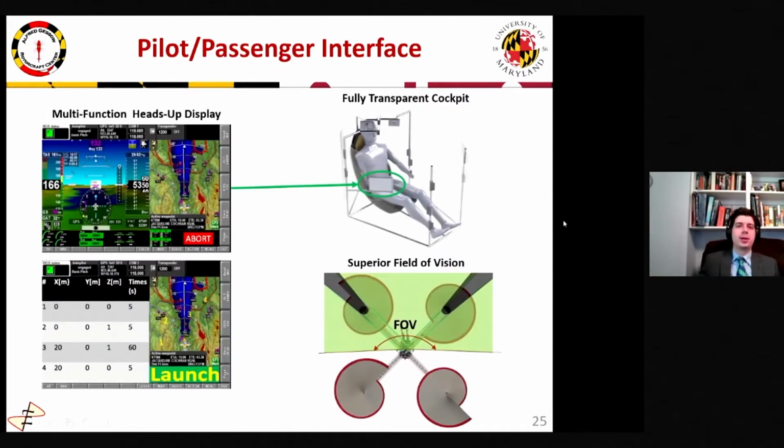And the pilot is not a true pilot in the same way. Once Helico has its planned path, he really becomes a passenger and can enjoy the ride. But the pilot sits in a fully transparent cockpit and is protected from the rotor downwash. The touchscreen multifunction display allows for waypoint entry prior to flight, and then during flight provides system monitoring. The pilot has a full range of view that can be augmented with external cameras for a full 360-degree vision.